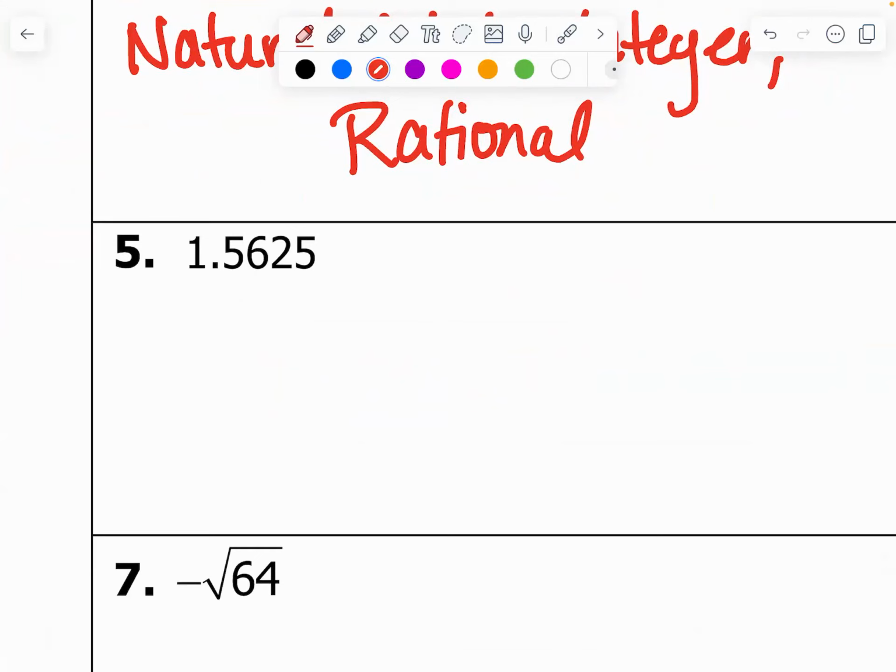1.5625. Does it end or does it keep going? It ends. So it's rational. If it kept going, there would be a dot, dot, dot. It stops at this 5. Since we have a decimal that stops, it is rational. Just rational because it has the decimal attached to it.